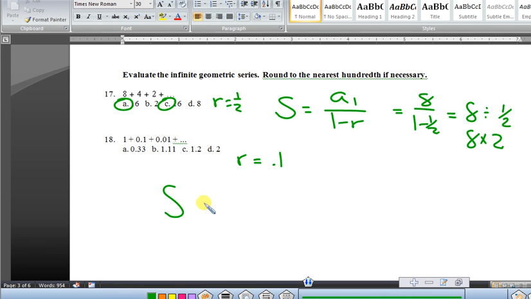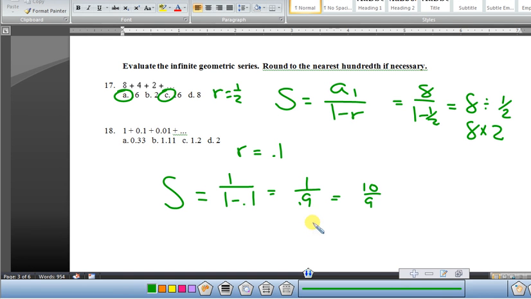And again, let's put that into this template right here. The first term is 1, and it's going to be 1 minus 0.1. And that's going to give us 1 over 0.9, which is equal to 10/9. You put that into your calculator to make that determination. Or you can move that decimal point over once and move this decimal point over once, and you get 10 over 9, which is letter B.